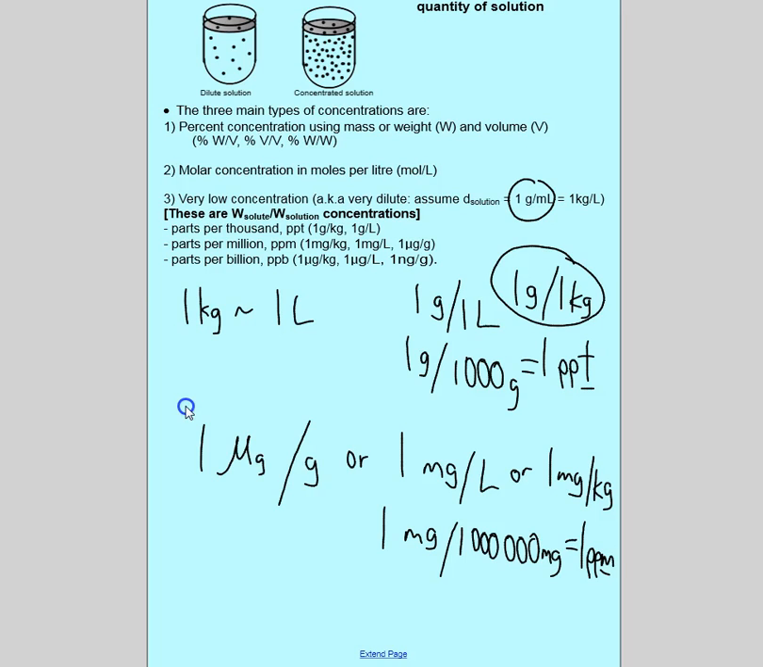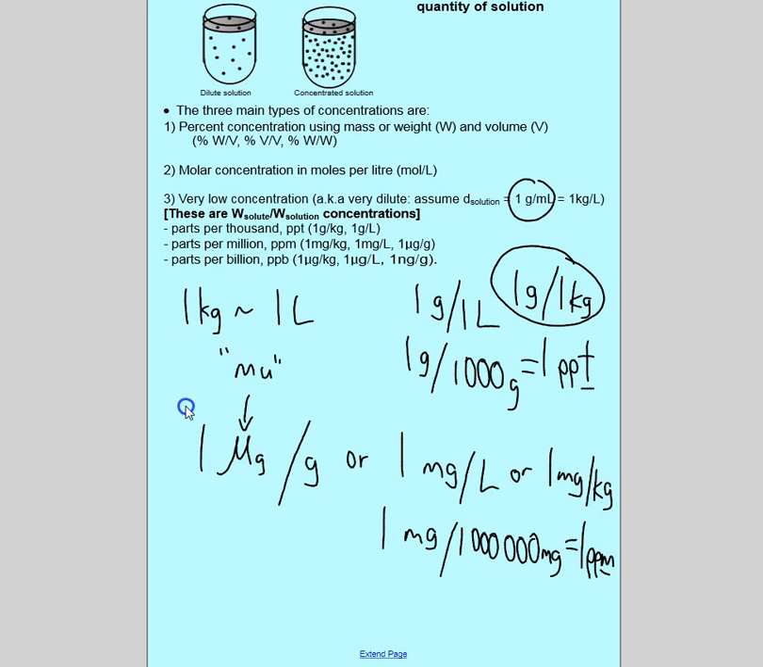Okay, so the Greek letter there, which is mu, is representing the prefix micro for unit. So we've seen milli, we've seen kilo, we've seen mega, maybe in some cases for very large amounts, and mega means million, micro means millionth. So a millionth of a gram in 1 gram would also be a part per million.